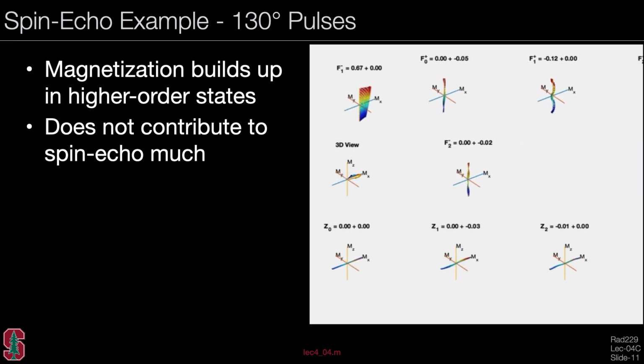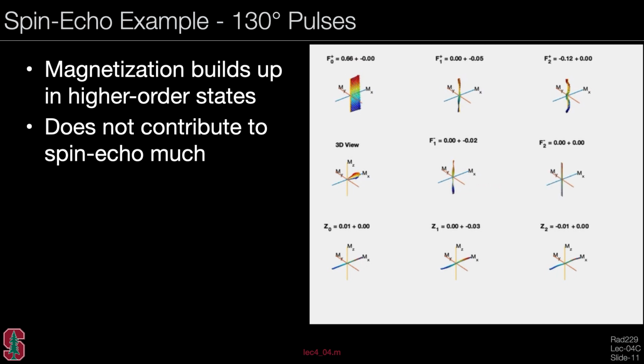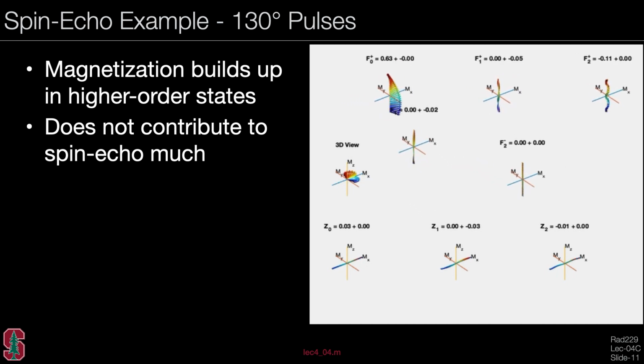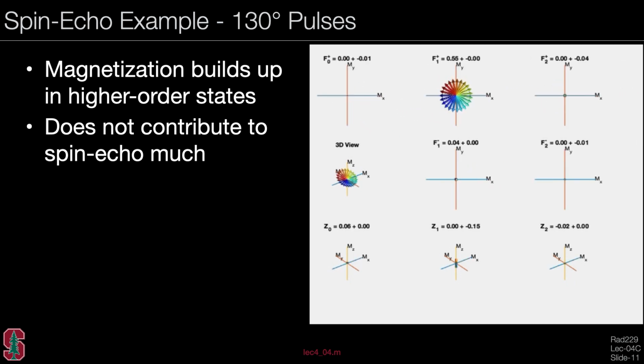So what you see is by changing the pulses from 180 degree pulses to 130 degree pulses, the dynamics have become much more complicated. And now you see some F minus sub 2 magnetization coming in. And it's very small, but this magnetization can get refocused.